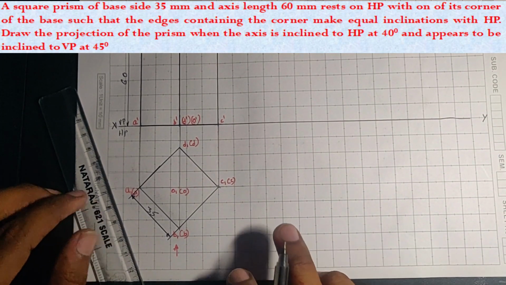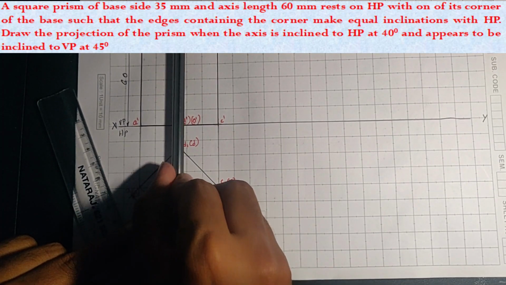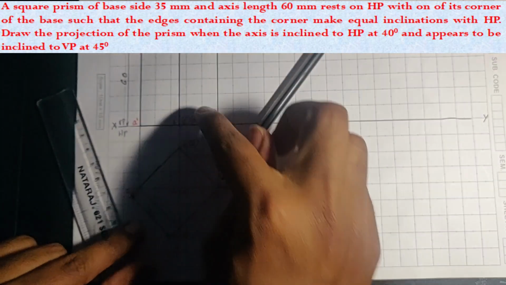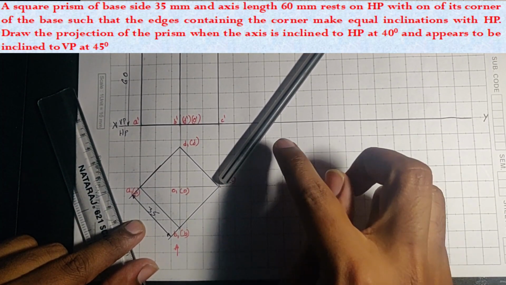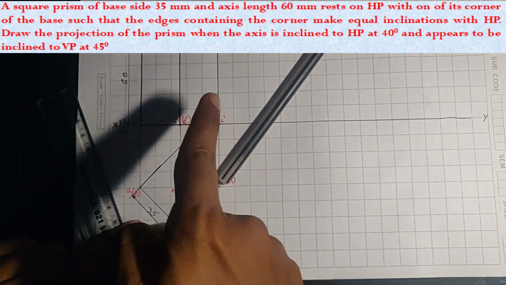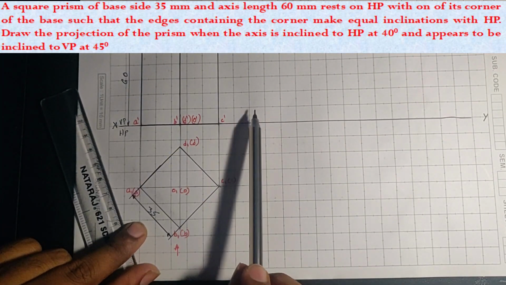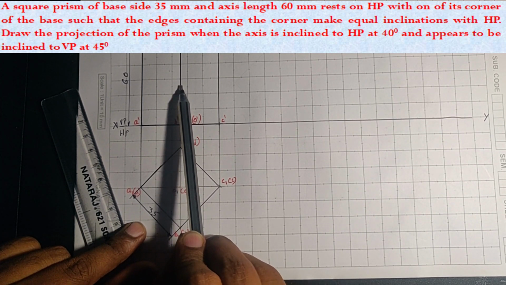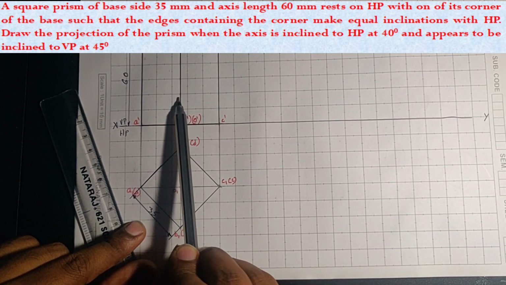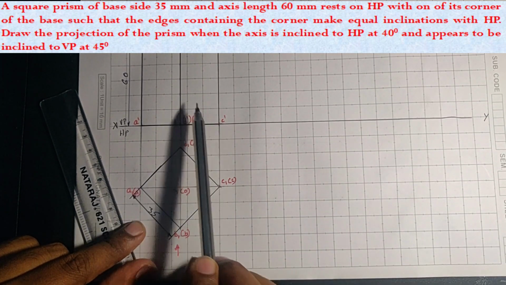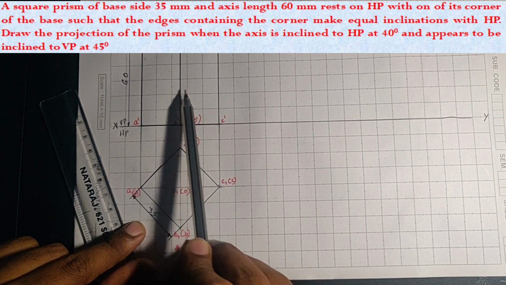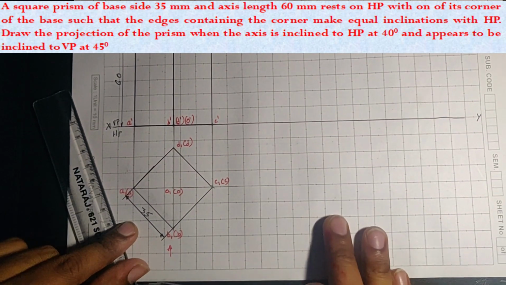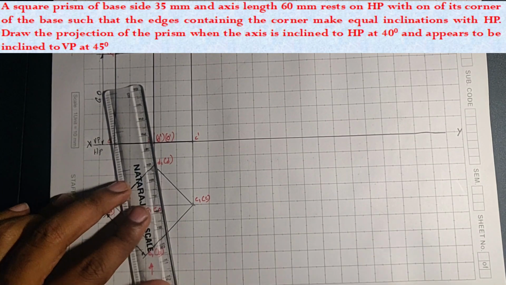Now let us move on to the second condition. He says the axis is inclined. See, this axis is inclined here. When I incline this to HP at 40 degrees, some portion comes below, right? In this case, since this line is parallel to the axis line, if I incline this at 40 degrees, definitely this line will also be at 40 degrees. So I'll incline this line first and then incline these two lines also. This is the parallel line method.